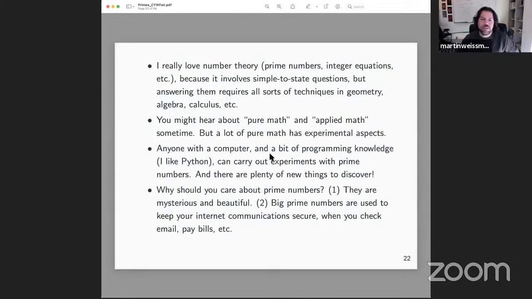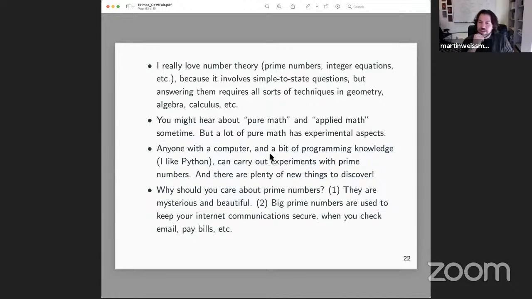So just to finish today, a couple of things. Maybe you're here because you're interested in math or science. My field of math is number theory. So I study things about prime numbers and integer equations. One thing I really love about it is that very often the questions themselves are pretty simple to state. Sometimes you can explain them even to 10-year-olds or 12-year-olds. But actually answering the questions requires really deep and interesting things in geometry and algebra and calculus, and all these different techniques come into play.